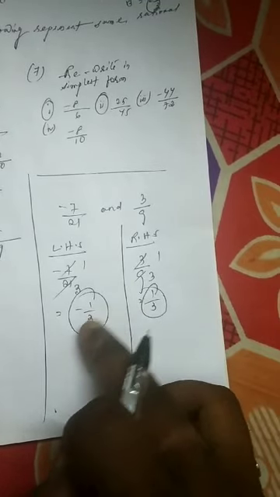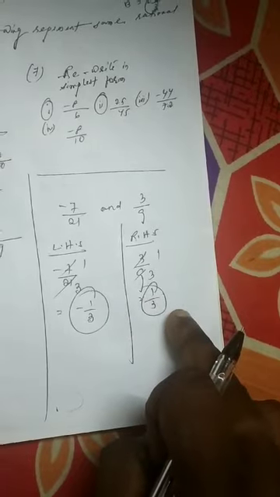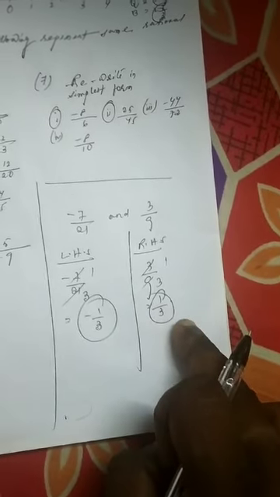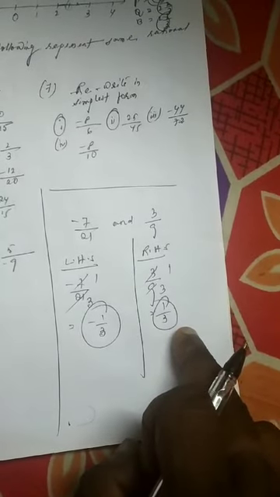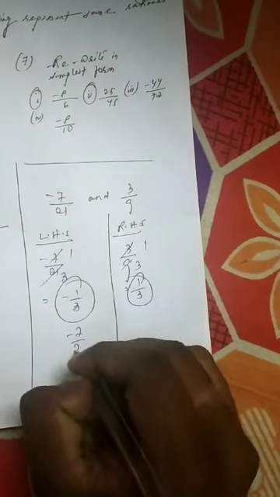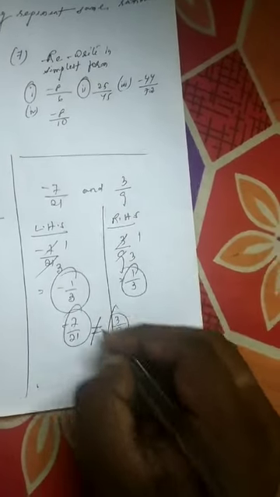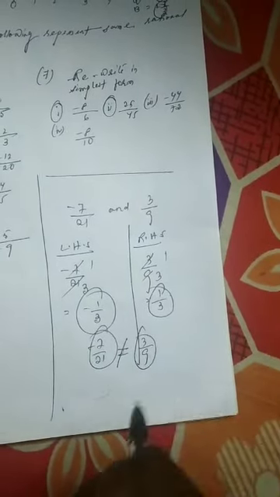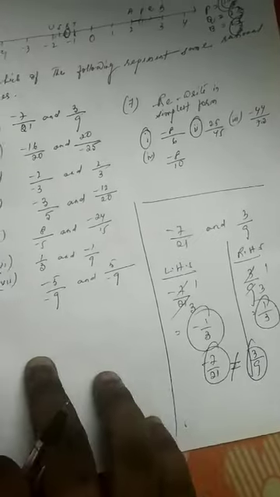So naturally, by seeing them, it's pretty understandable that this number is unequal to this number, because one number is positive, one number is negative. They are not same. So I'll simply write -7 by 21 is unequal to 3 by 9. The numeric values are not same. They are numerically different.